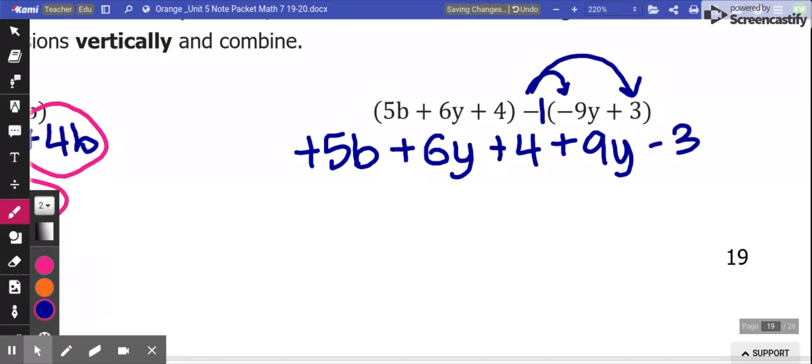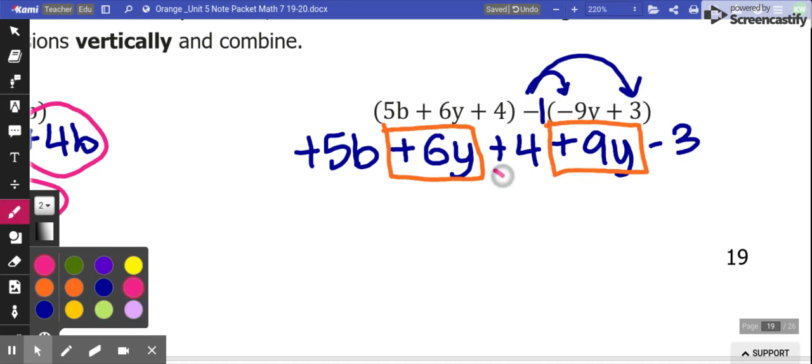Okay, now I can combine like terms. Looking at my first term, positive 5b, is there anything that I can combine with it? No. So that's kind of by itself. Let's look at the y terms. I have a positive 6y and I have a positive 9y. Now let's look at the constants. I have a positive 4 and a negative 3.